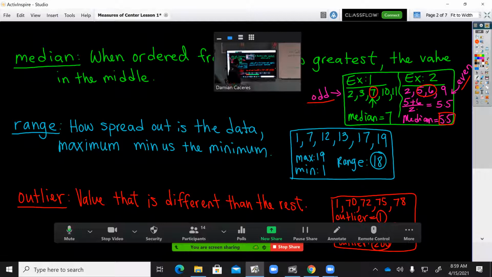Next, we move on here to range. For range, range is just calculated for one purpose, to find out how spread your information is. Spread meaning how far to the left does it go, how far to the right does it go, from what number to what number. In order to find that, you just subtract the biggest number minus the smallest number. So maximum minus the minimum. So on this example that I use here in blue, the biggest number is 19, the smallest number is 1. So 19 minus 1 will give you the range, 18.